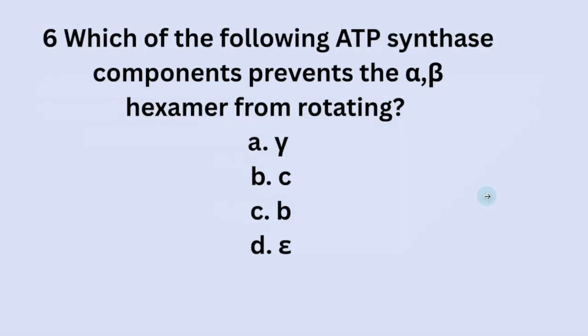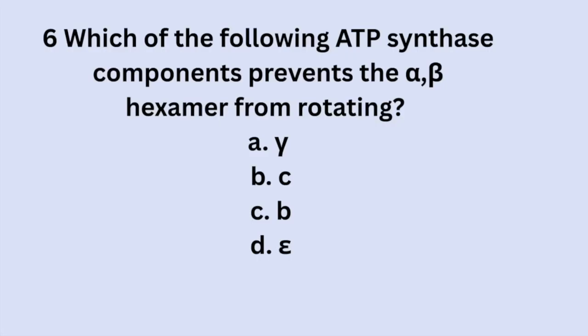Yes, right. Okay. Which of the following ATP synthase components prevent the alpha-beta hexamer from rotating? If you remember the picture, guys, of how the shape and everything is organized, we said two things are kind of stator, holding things from moving. What are they? This B is one, and the answer, gamma. What? B, exactly. B and not gamma.